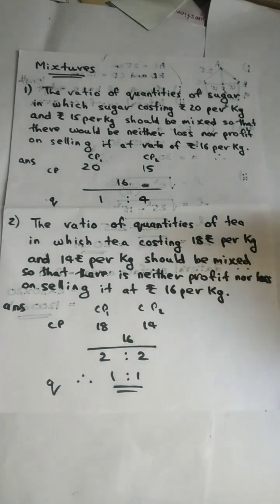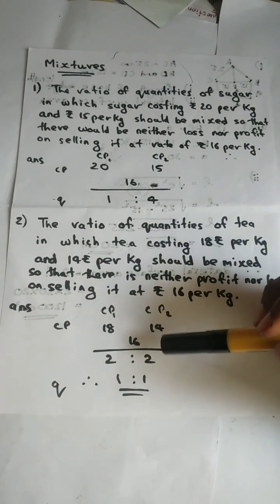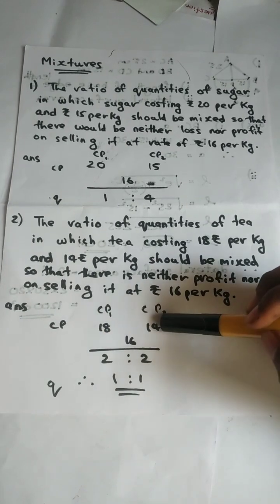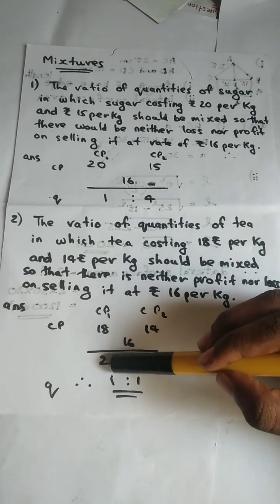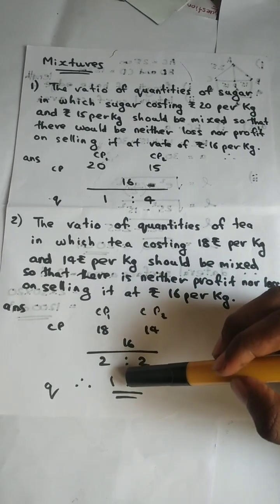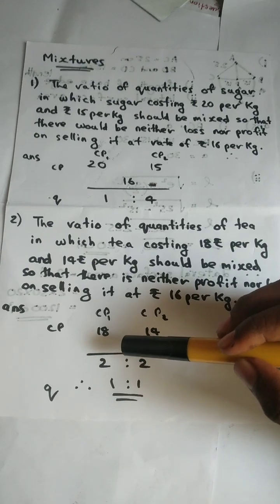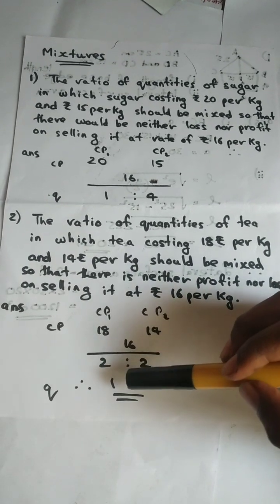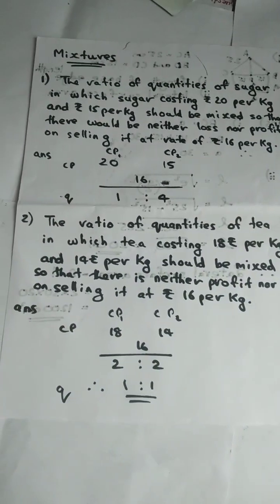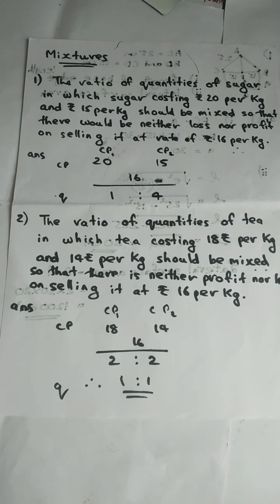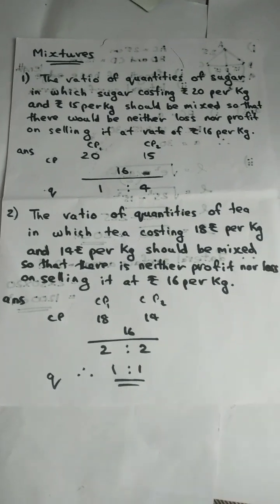So reducing 18 from 16, we would get 2, and 16 minus 14 would be 2. So further dividing, we would get 1 is to 1. The ratio that we want to add would be 1 is to 1 ratio.